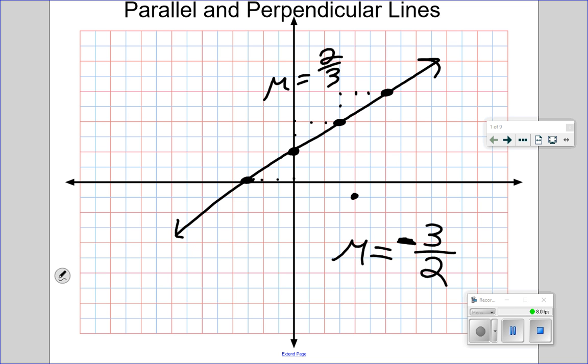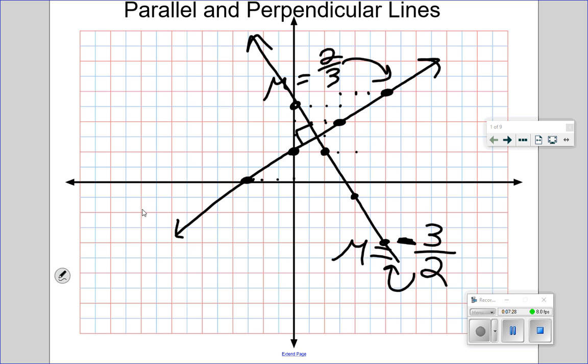So I'm going to pick any old point to start with. We'll just start right here. And we'll go down 3 over 2. Or we can go up 3, left 2. Up 3 to the left 2. And here's that line. So the slope of 2/3 is that one. The slope of -3 over 2 is this one. And if you look at it, it does look like it makes a right angle.